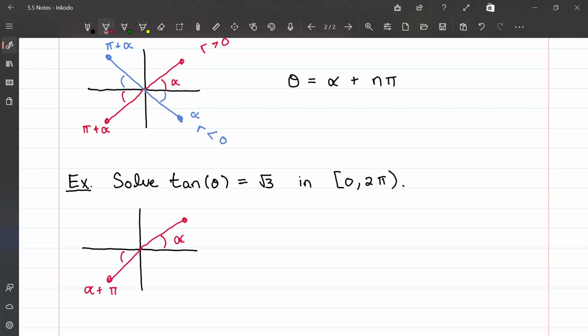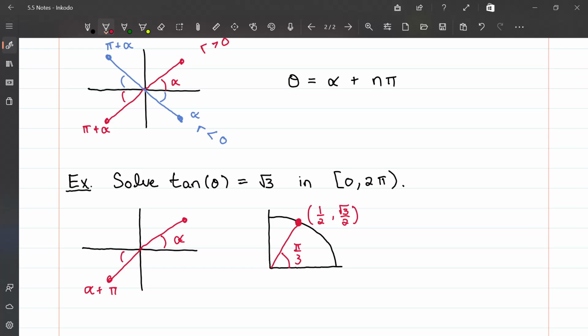Hopefully there's no debate on the fact that root 3 is a positive number, so that means that we're following the red case. We have an angle in quadrant 1, that'll be our alpha. We have an angle in quadrant 3, that'll be alpha plus pi, which is one of the additional angles. We know basically what to expect from our answers, now we just need to know what alpha is.